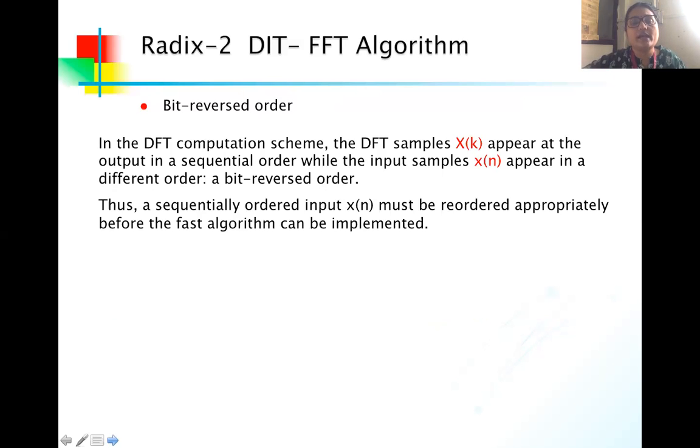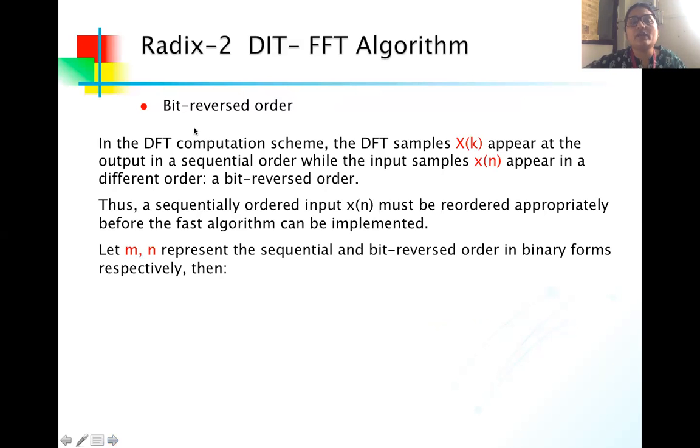So in the DIF and DIT algorithm, the bits are reversed. When we apply input to the algorithm, the input is in the reversal manner. Bits are reversed. So input is in the reversal manner and output is in the sequential. So what is input? Input is nothing but the time domain signal. So x of n is the time domain signal, which is the input signal, where it is in the bit reversed order.